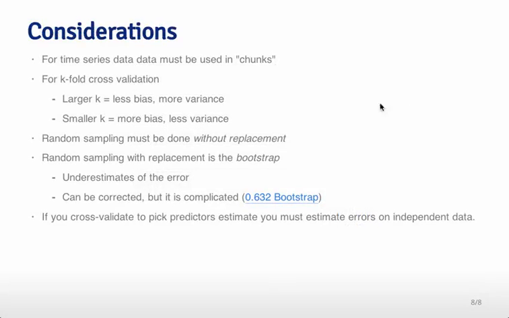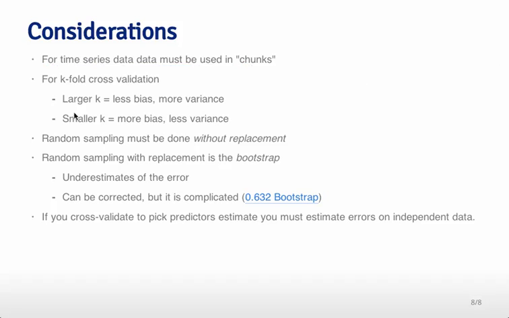Some considerations: first of all, for time series data, this doesn't work if you just randomly subsample the population. You actually have to use chunks. You have to get blocks of time that are all contiguous. That's because one time point might depend on all the time points that came previously, and you're ignoring a huge, rich structure in the data if you just randomly take samples.